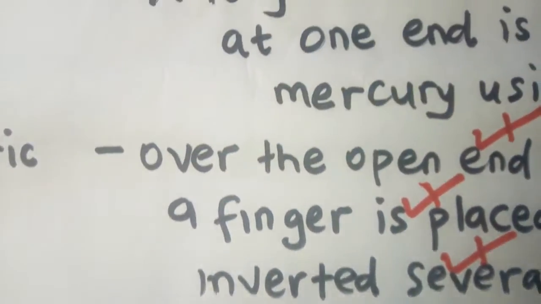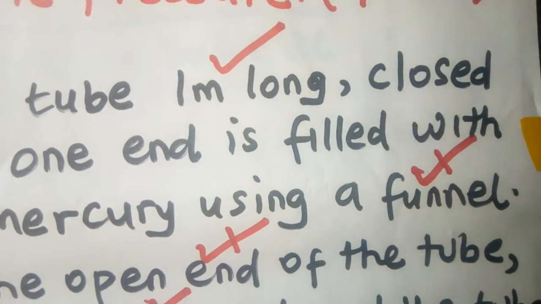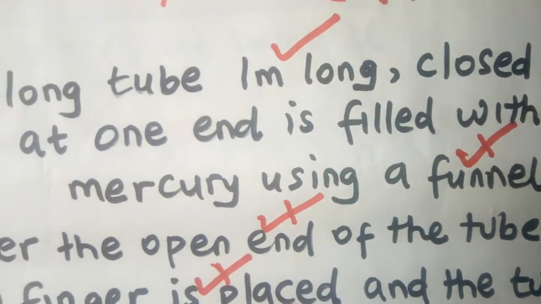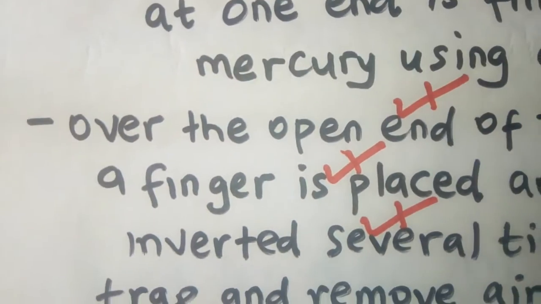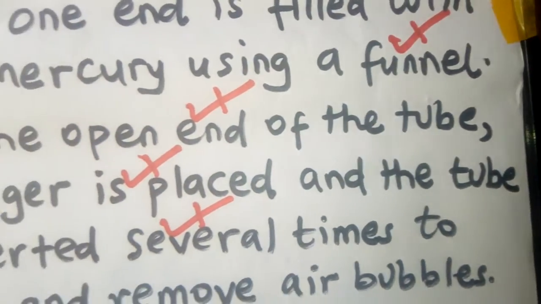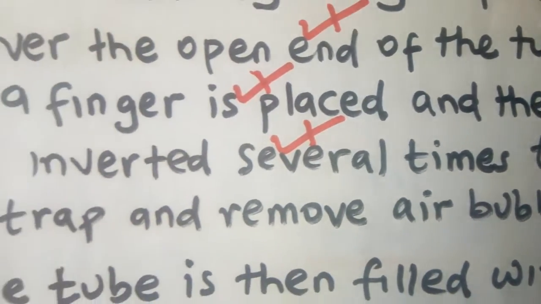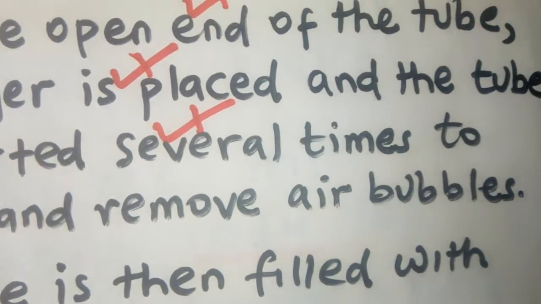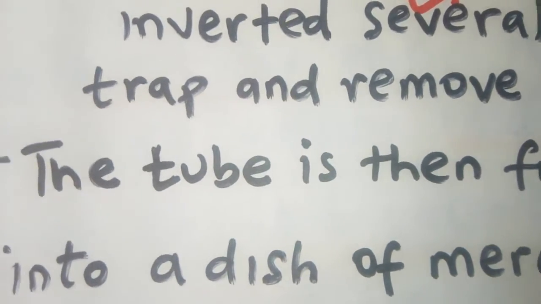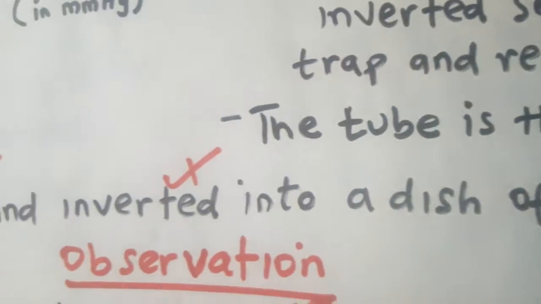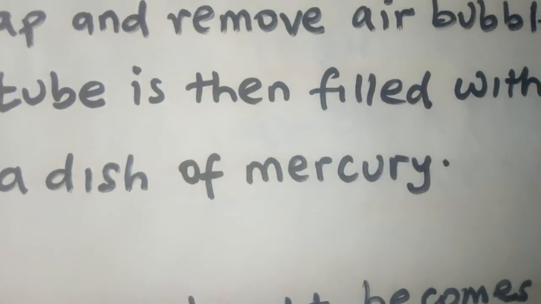Get your long tube. Your long tube, 1 meter long. It is closed at one end. Fill it with mercury using a funnel. Put your finger over the open end of the tube. A finger is placed and the tube is inverted several times. The reason is to trap and to remove any air bubbles. After the air bubble has been removed, then you fill the tube with more mercury. The tube is then filled with more mercury and inverted in a dish of mercury.